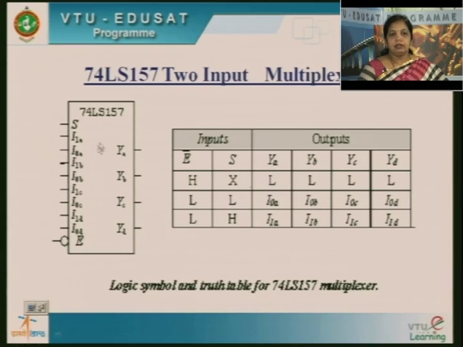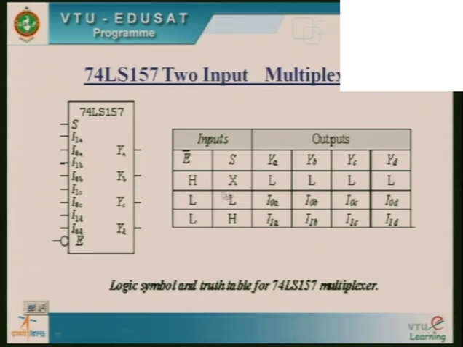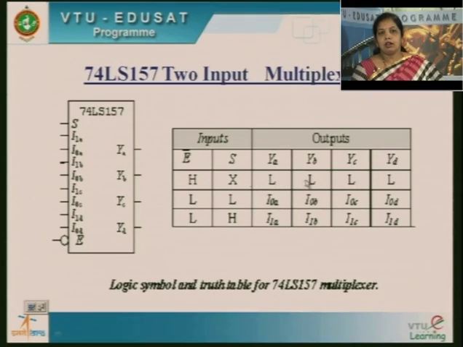So then only this IC is enabled. We have 2 sets of outputs here, YA, YB, YC and YD. You can just see this truth table. Whenever your enable pin is high, no matter whatever may be your selection line, you don't get any output. All your outputs are held low.